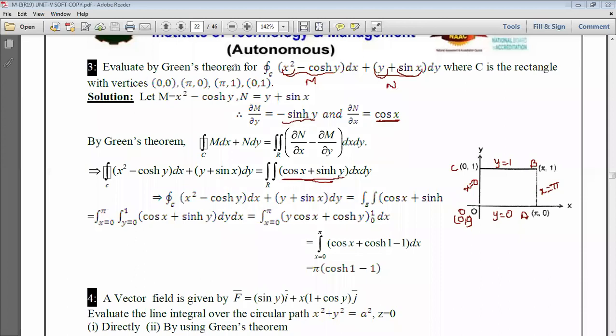So y is equal to 0 line, x is equal to pi line, y equal to 1, x is equal to 0. They can give it like this also. Okay, without giving the vertices, simply like this also they can do.